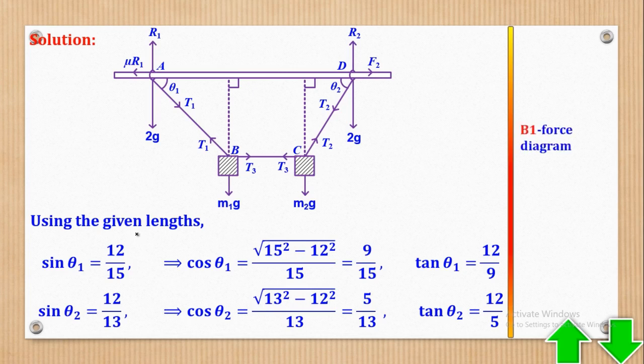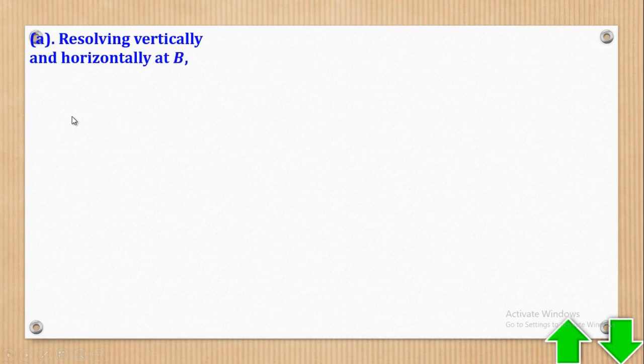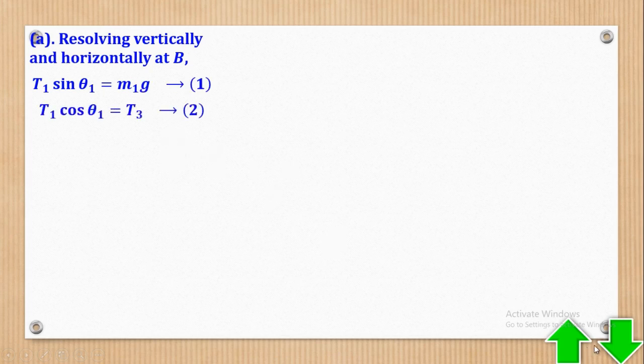So let's see how much can be avoided for this slide, then we can start our resolving. We shall start by resolving vertically and horizontally at B, and we shall get those values. So let's see how they come about.